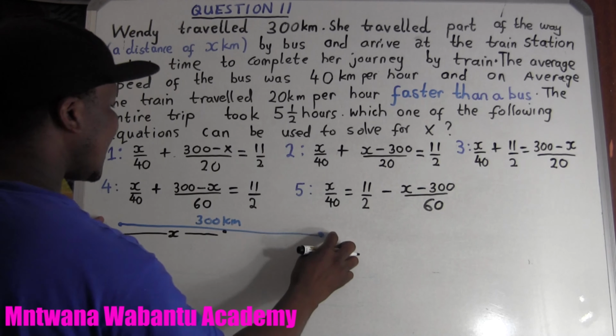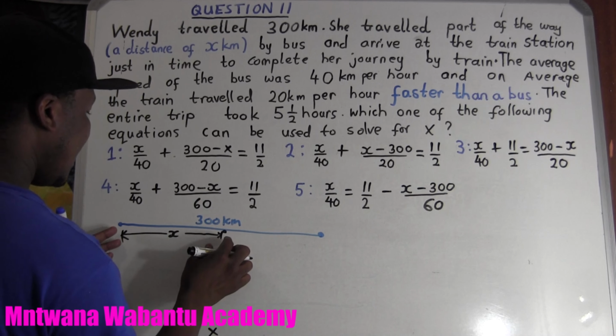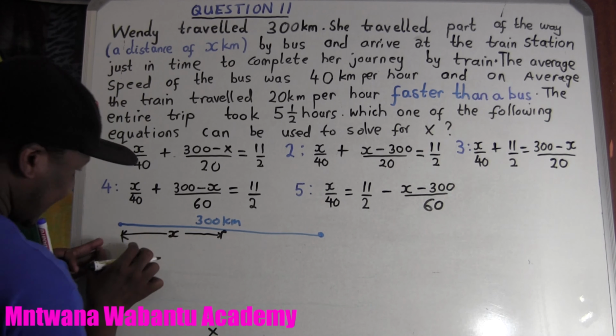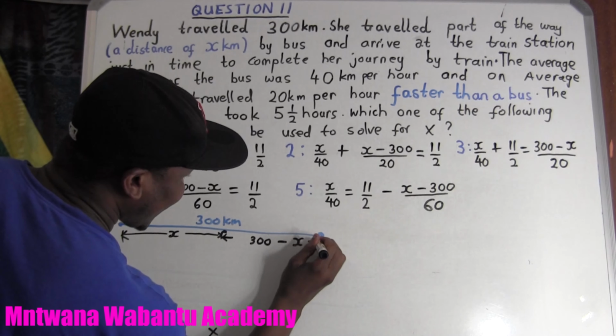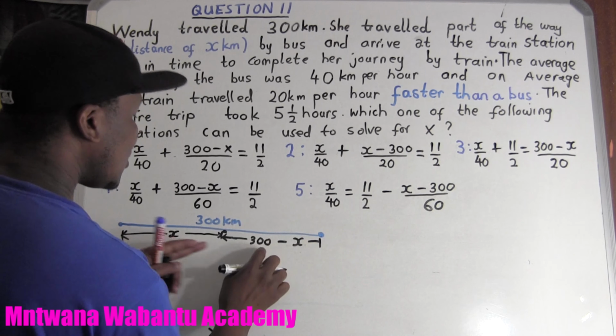If all this distance is 300 and this part here is x, meaning the other part is going to be 300 minus this x. So the rest of the journey is going to be 300 minus x. If this is x, and the total is 300, so 300 minus x.